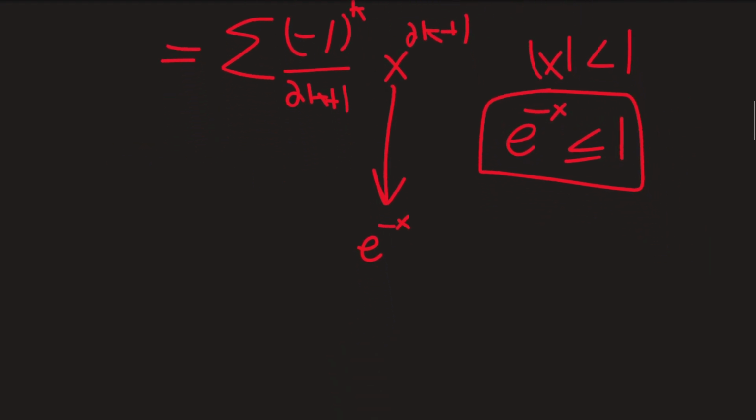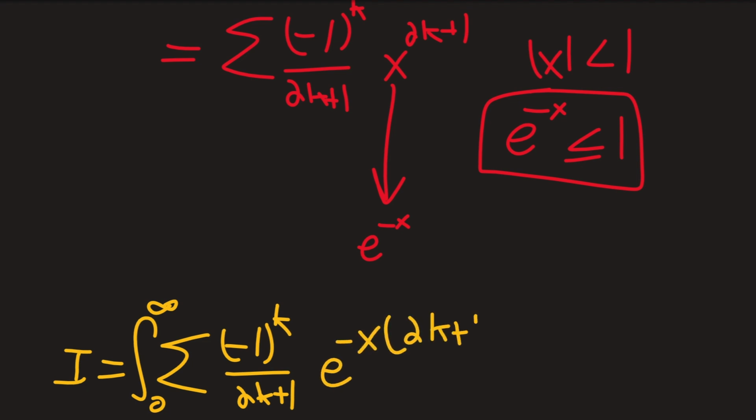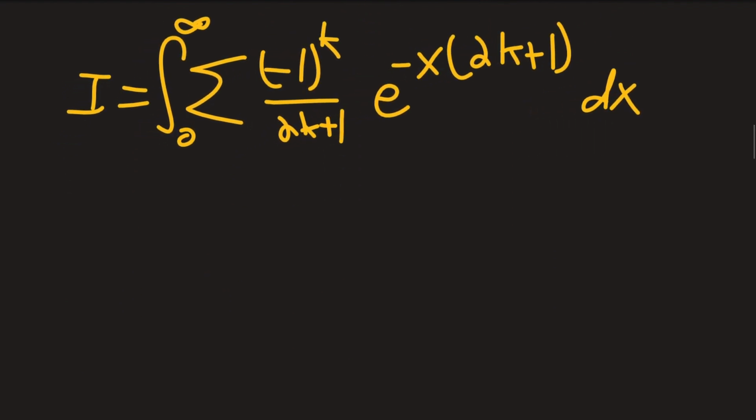What we have then for our integral, which I will call I, is the sum, or I'll put the integral on the outside. The integral from 0 to infinity of our sum, negative 1 to the k over 2k plus 1, but instead of x to the 2k plus 1, we're going to have e to the minus x times 2k plus 1, and then dx, of course. And what we're going to do is what we did before and just switch the order of operations here.